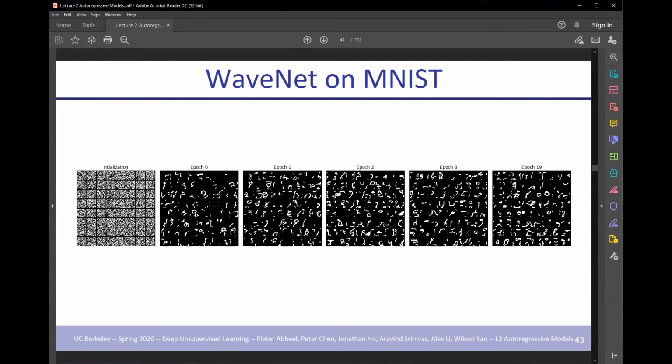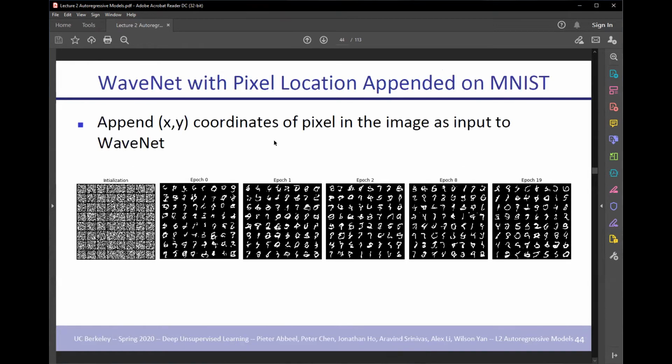Once you have flattened the MNIST data, then you can apply WaveNet on it, just like we did with MADE and just like we did with the RNN networks. Of course, the results are nowhere near any good on WaveNet, but we can do the same trick we did with RNNs and encode the XY coordinates of the pixel.